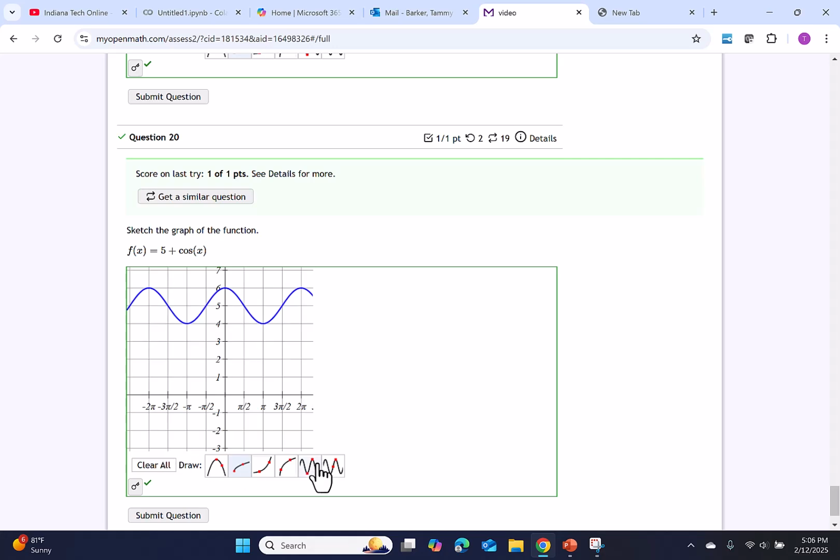So again, remember, when you see the max and the min, that's cosine, the dot in the middle, that would be sine.